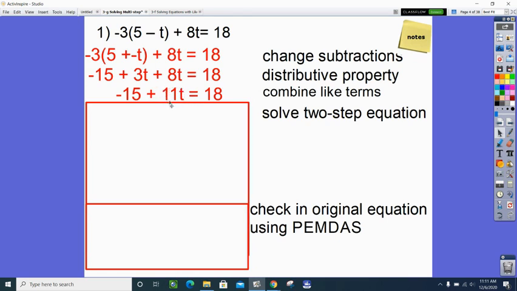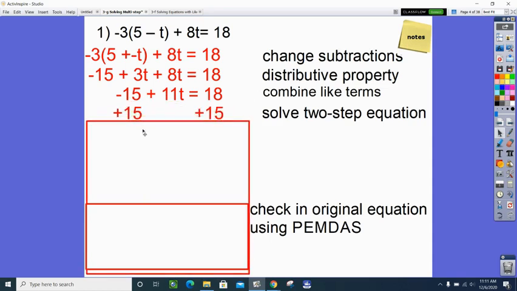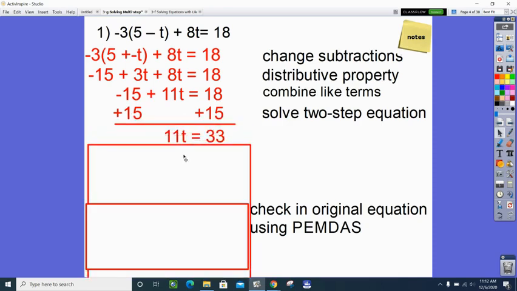Okay, don't touch that. And you need to make a 0 pair with this guy. You need to do an opposite to get this to be 0. So it would be adding 15. You're creating a 0 pair. If you put minus 15 here, you're getting negative 30. Okay, so the opposite of adding a negative would be subtracting a negative, but subtracting a negative is the same thing as adding. Okay. I think it's easier to just look at it and create the 0 pair. And if you do it here, you better do it over there. This is 0 plus 11t, which is 11t, and 18 plus 15 is 33.